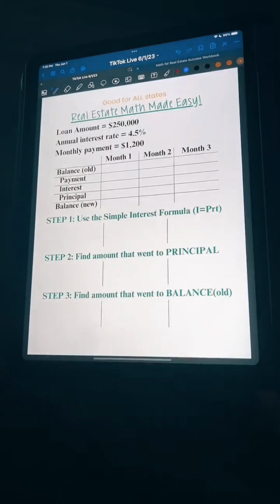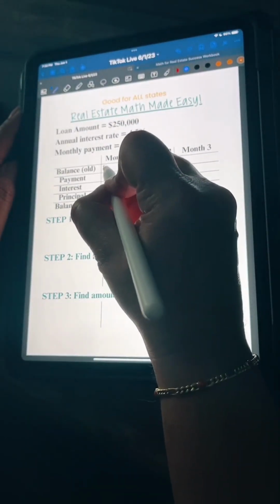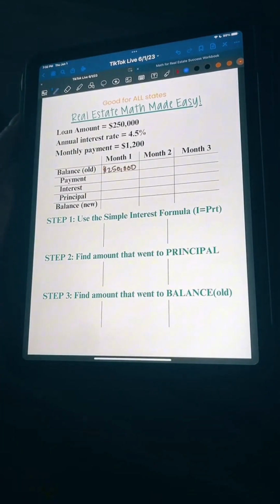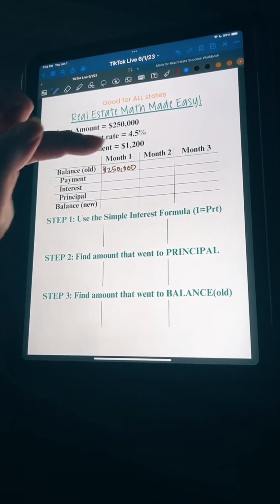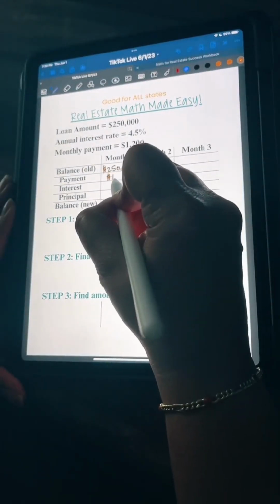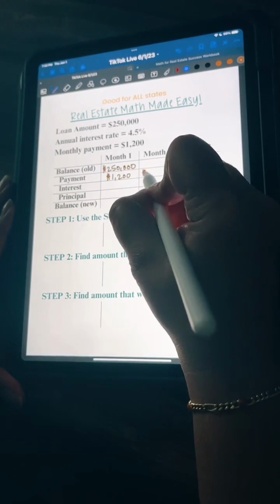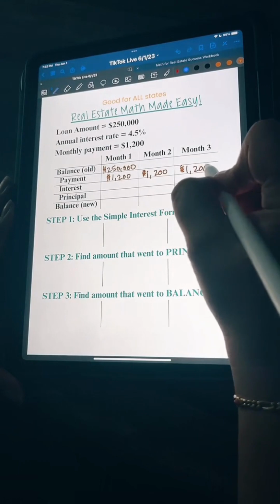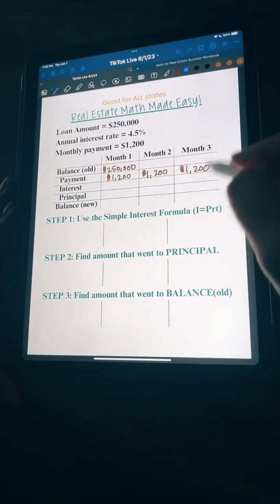All right, so let's fill in what we have already. My loan amount is $250,000. That's going to be my first beginning balance. So $250,000 would go here at the top of month 1. Now, annual interest rate, we'll use that here for step 1. Monthly payment is $1,200. So my payment here, $1,200, is just going to be the same no matter the month. Right? It's a fixed amount.